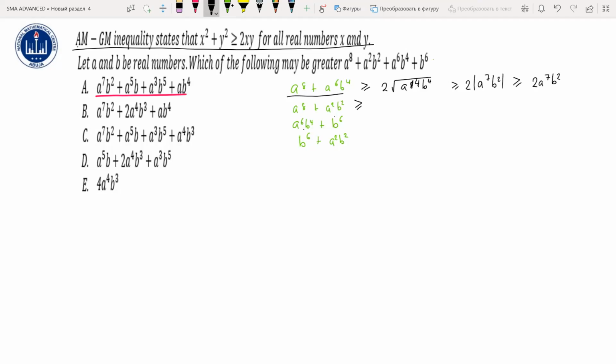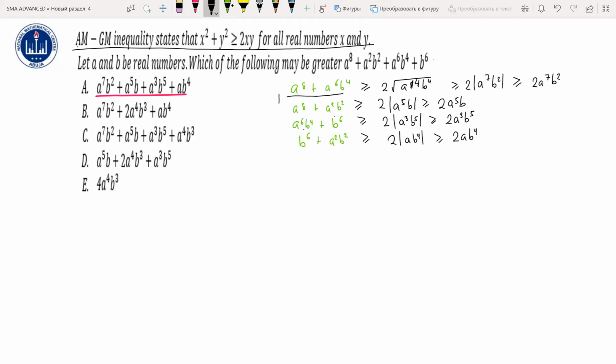And similarly, this is greater than or equal to 2 times the absolute value of a raised to the power 5 b, which is at least this. And this is going to be greater than or equal to 2 times the absolute value of a raised to the power 3 b raised to the power 5, which is at least a cube b to the 5. And this is going to be greater than or equal to 2 times the absolute value of a times b raised to the power 4, which is at least 2a b raised to the power 4.